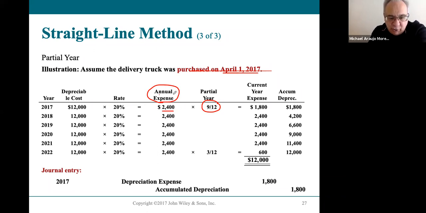This is an annual expense. All 12 months are included in this. So if you only owned it for a partial year, in this case, April 1st would mean you've had it for 9 months of the 12 for that year. So you can literally write off 9/12 of this, or $1,800, the first year.